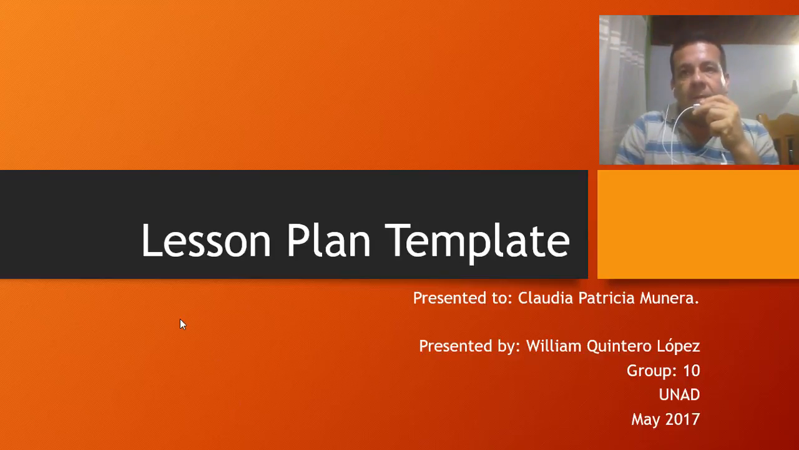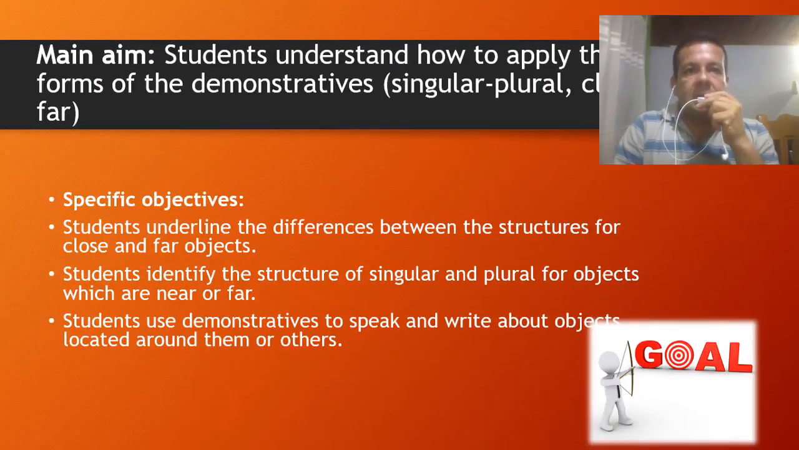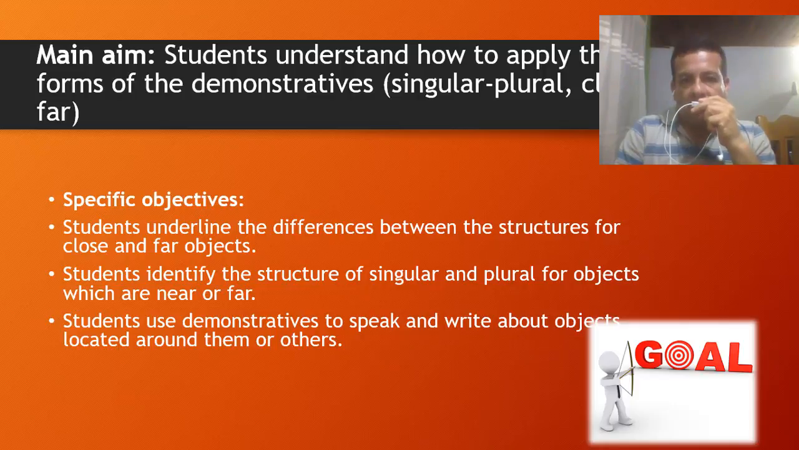First, I'm going to give a short introduction before starting with the class development. This class is made for teen adolescents of 7th grade whose ages are between 13 to 16. Okay? The main objective in this class is to help students to understand how to apply the forms of demonstratives, singular, plural, and concepts such as close and far.